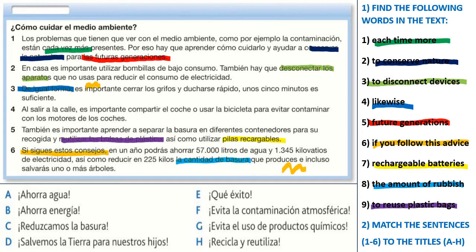So now that you've worked out that vocabulary, you now have to match the 6 summaries to the titles at the bottom. The way you're going to do this is we're going to go through the titles at the bottom first to make it a bit quicker and easier. So if we have a look, we've got ahorra agua. We've seen ahorrar, which with 2 R's means to save. Agua, we know, is water. So this is going to be about saving water.